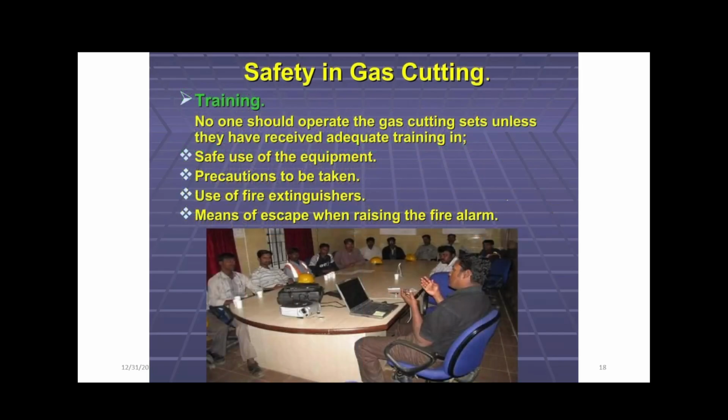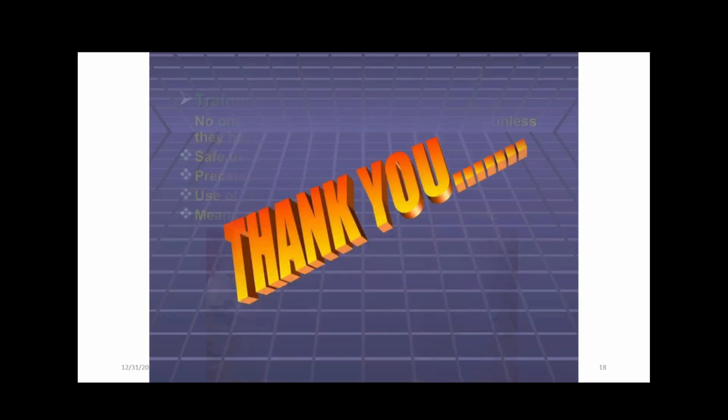The training: no one should operate the gas cutting set unless they have received adequate training. And this is where we come in. Like I said earlier on, you can always contact us for proper training on this, because most persons go into work without having taken the actual standard training for the work they are to do. So safe use of the equipment will be educated, precautions to be taken will be informed, use of fire extinguisher will be taught, and means of escape when raising the alarm will be taught.